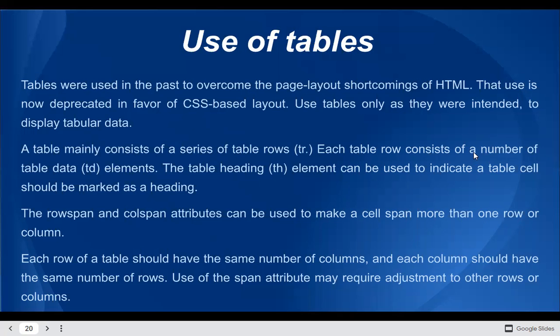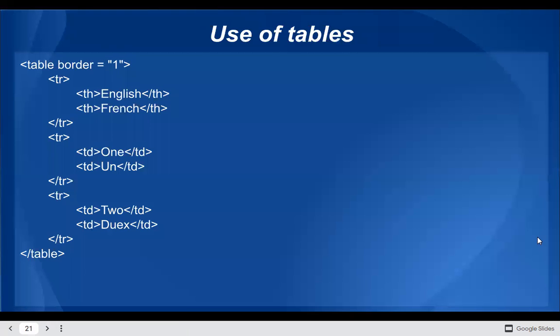The row span and column span attributes of the table tag can be used to make a cell span more than one row or column. Each row of the table should have the same number of columns, and each column should have the same number of rows. Use of the span attribute may require adjustment to the other rows and columns.